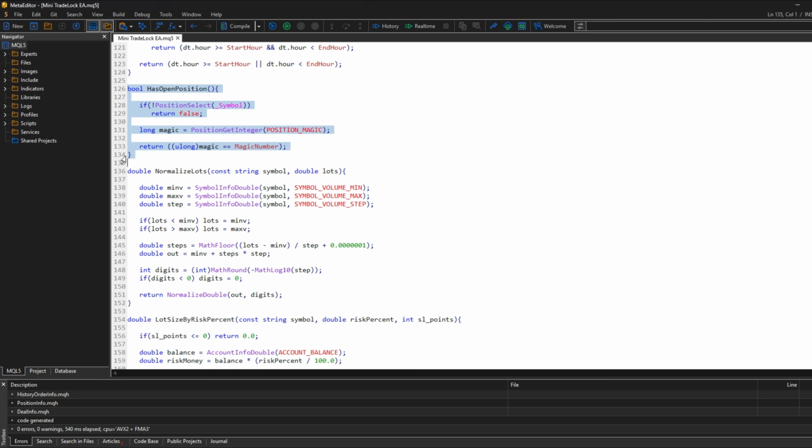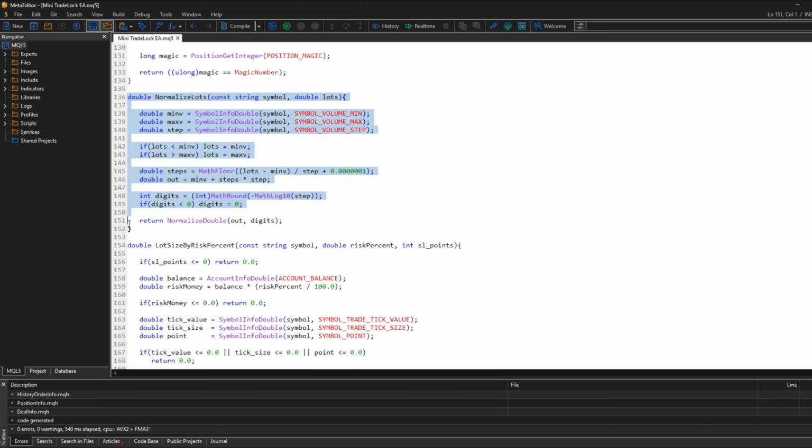Next, we have the HasOpenPosition function. So this checks if there is already an open position on the current symbol. If no position exists, then we return false. If a position does exist, we get the magic number from that position and then we compare it to this EA's magic number. And if they match, it means this EA already has a position open.